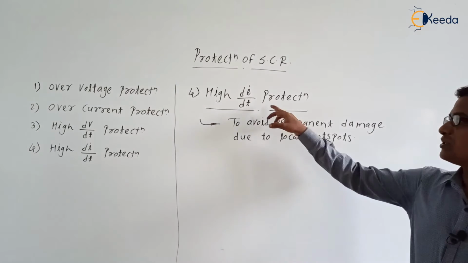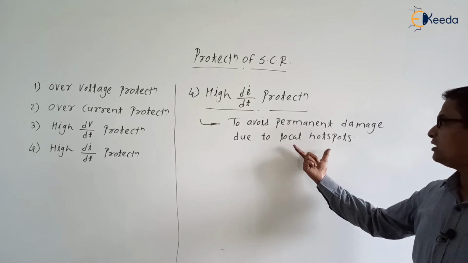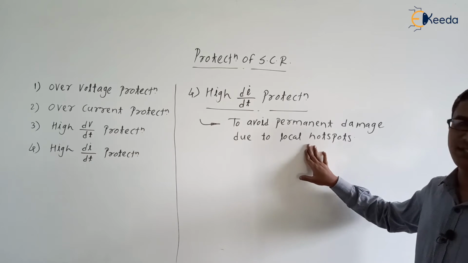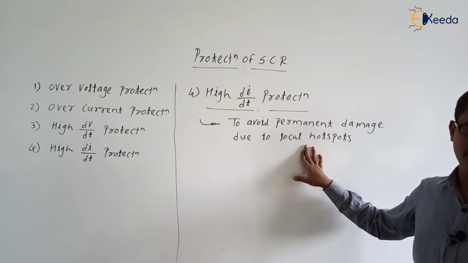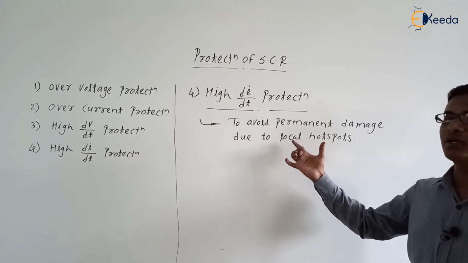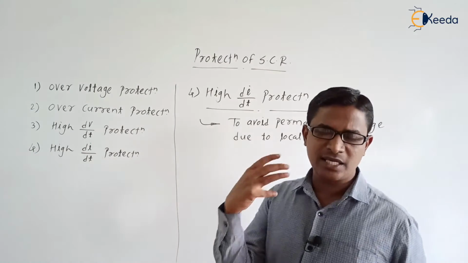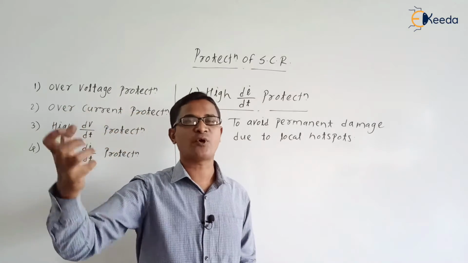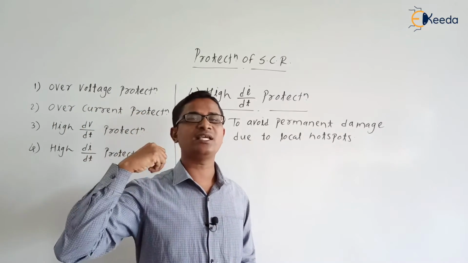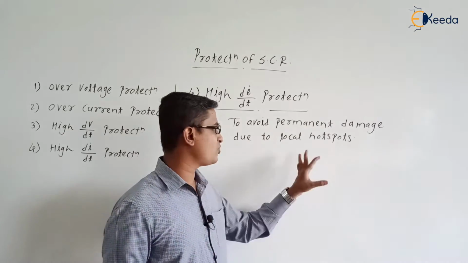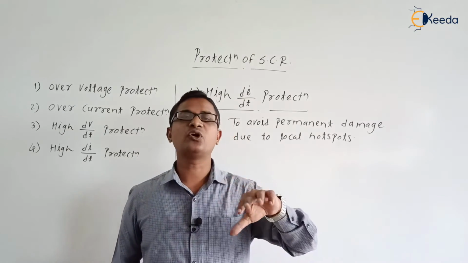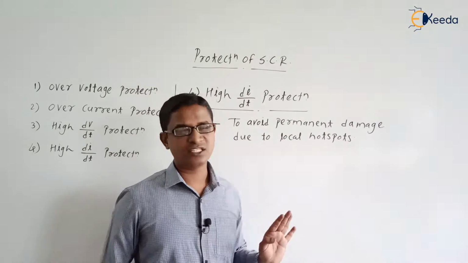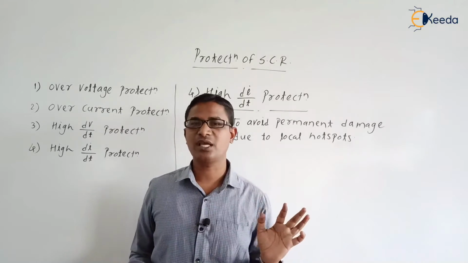Due to high dI by dt, what will happen in the SCR body? At some points there will be more temperature, and at some points less temperature. This is known as local hotspots. The points in the SCR body where the temperature is higher are known as hotspots. As those points are present in the SCR structure, it is known as a local hotspot. Due to those local hotspots, there is a probability that the SCR may get damaged.